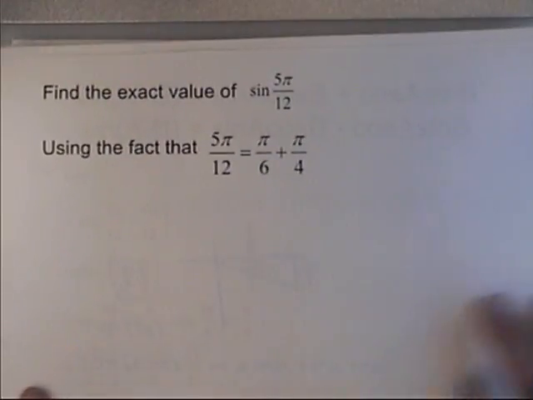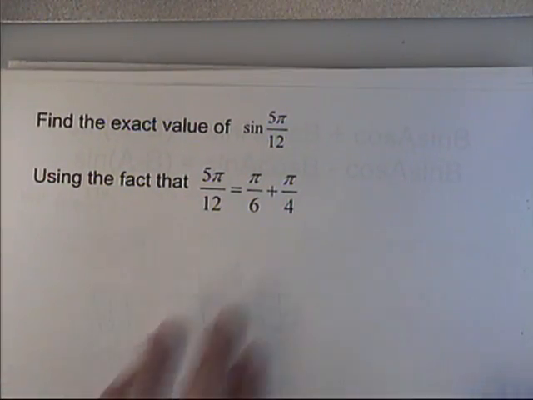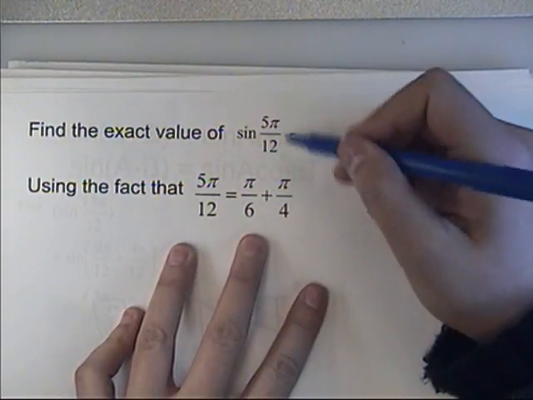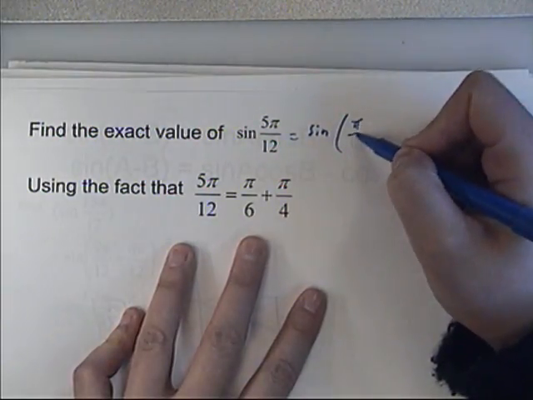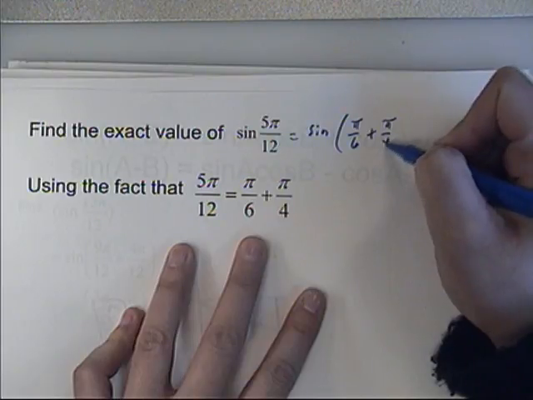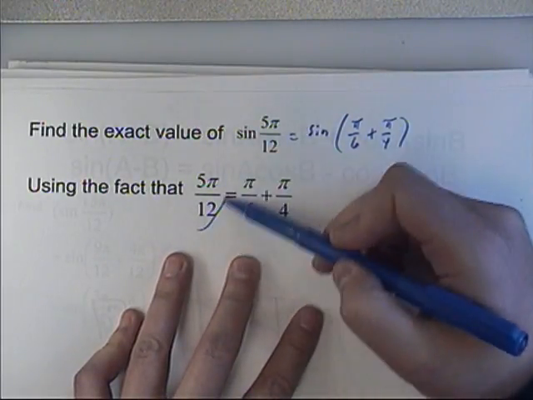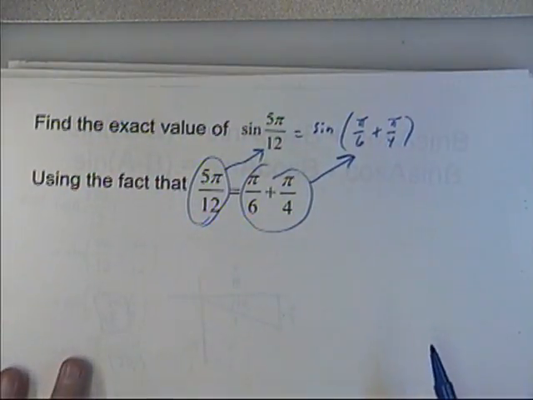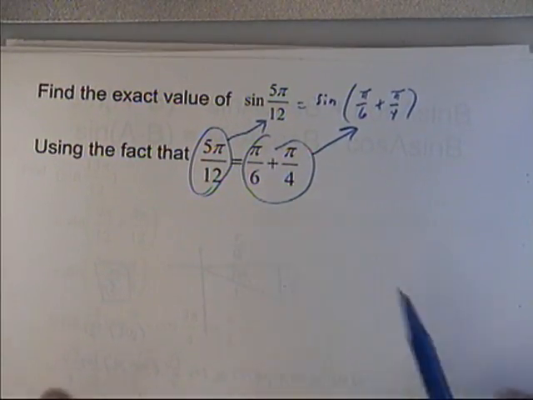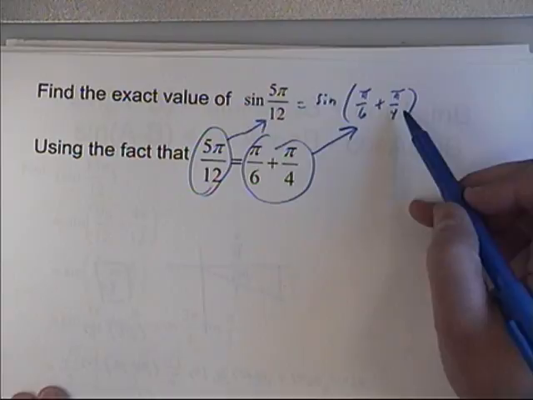This one's kind of tricky. This one involves taking the sine of 5 pi over 12 and rewriting that as the sine of pi over 6 plus pi over 4. See how I just took this and replaced it with that up there? Okay. So basically, how do I do that when I'm trying to find the sine of two things added together?